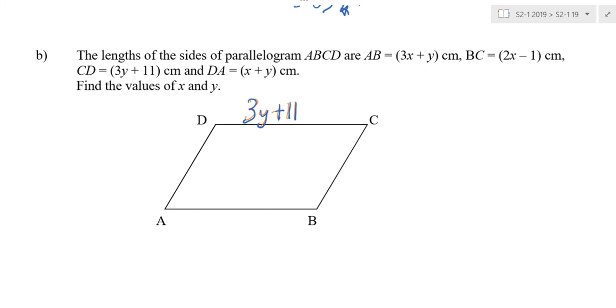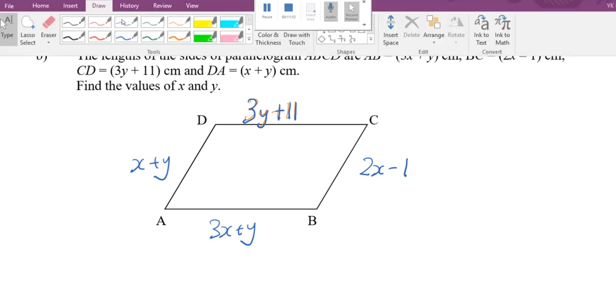In 5, 4, 3, 2, 1. Jolie, what is BC? Very good. 2x minus 1. Next one. Nabila, what is AB? Very good. 3x plus y. Last one. What is AD? X plus y. Excellent. Now, unknowns are already there, x and y. Next one I want to do is form 2 equations. And the only clue I have is this word. Parallel.